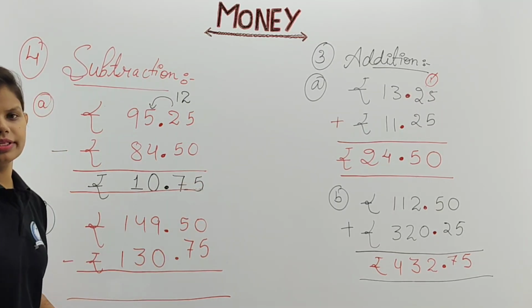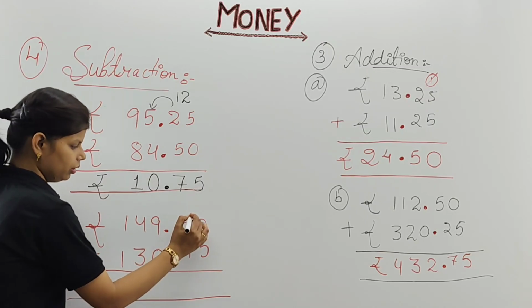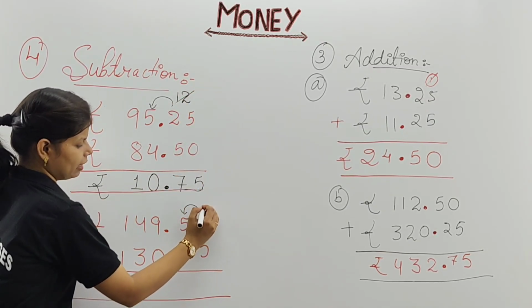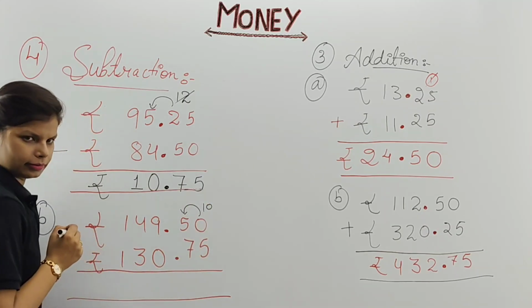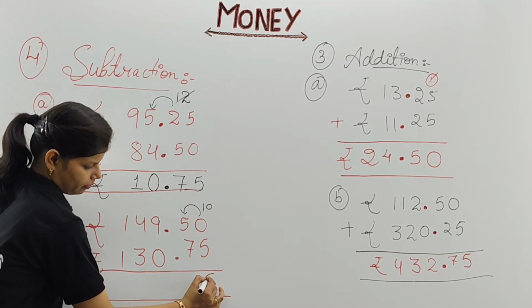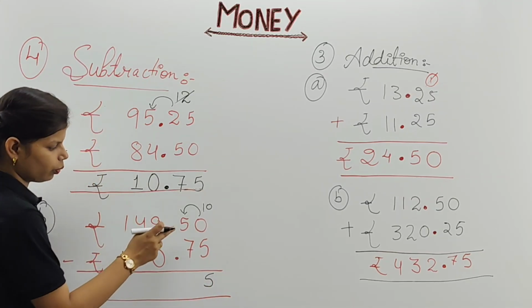Now your 0 is not being subtracted from 5. So what are you going to take? You will take a carry from here. This is cancelled. Then you will take a carry from here. It will be 10. Now 10 minus 5, what will you get? 5. Clear? Now what is left here?